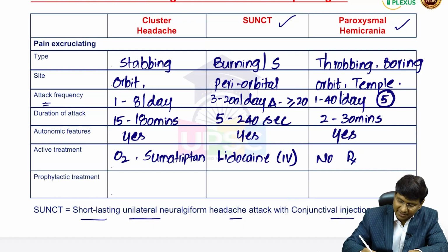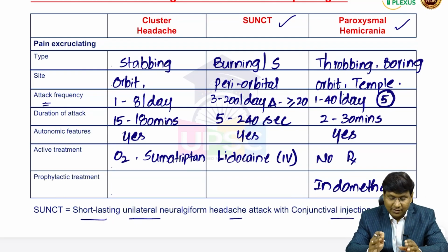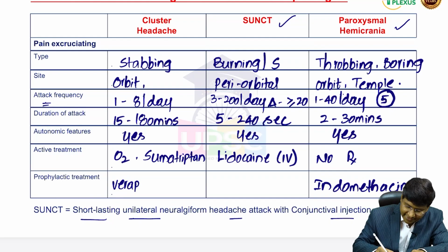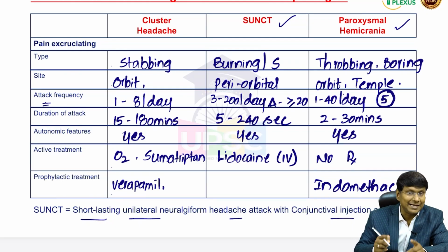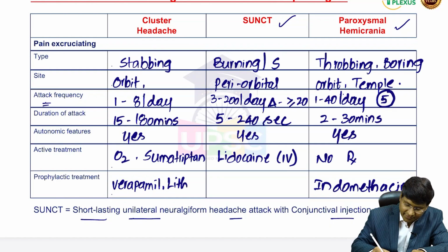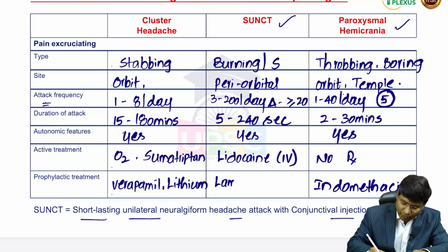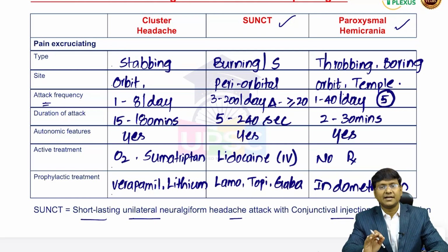Only prophylactic treatment can be given, and that prophylactic treatment is the NSAID, that is indomethacin, right? And what is the prophylactic treatment for the cluster headache? For the short-term prevention, you can give verapamil, that is the calcium channel blocker. Another important molecule is lithium, the drug which is used in the treatment of bipolar disorders, can be given in cluster headache. Whereas in SUNCT, what is the prophylactic treatment? The prophylactic treatment will be lamotrigine or topiramate and then gabapentin. So these are the drugs that are given in case of SUNCT.